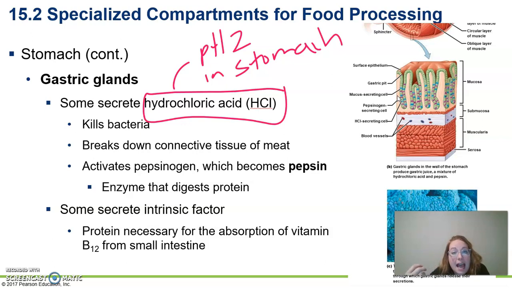And that acid is going to help us in a couple of ways. It's going to kill things that have survived, like bacteria and pathogens. It's also going to break down the connective tissue to make it easier to digest and absorb. And it also activates pepsinogen. Pepsinogen is released by these other cells, and when it comes in contact with acid, or more pepsin, it becomes pepsin. And pepsin breaks down proteins. It's an enzyme. It's one of the few that doesn't end in -ase.